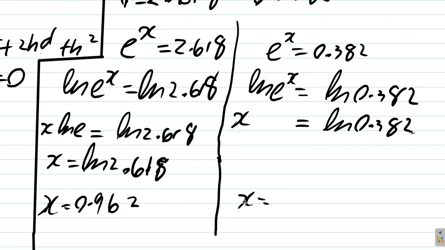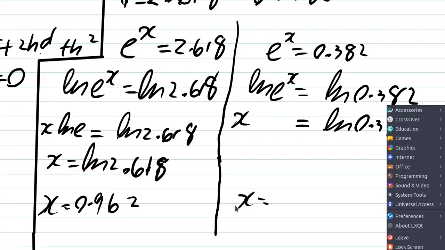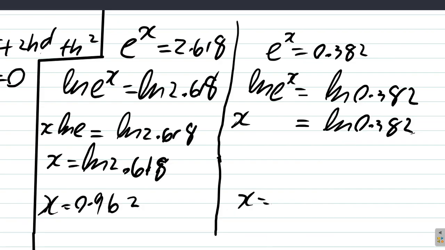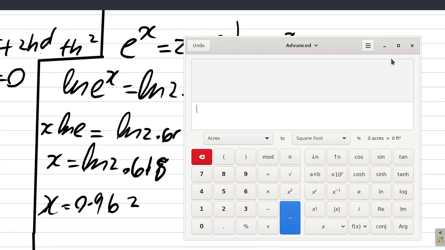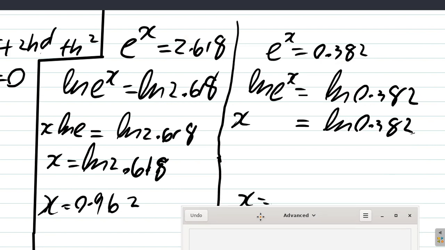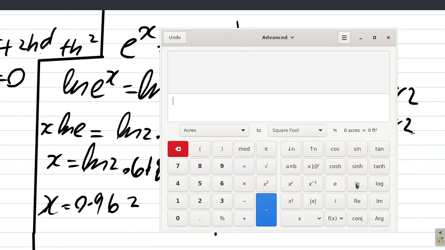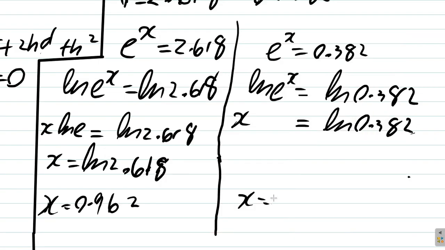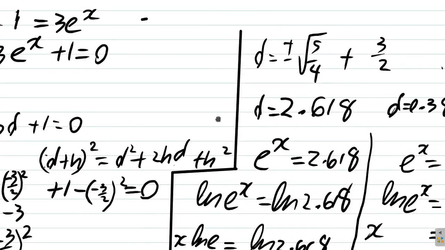Over here, what would x be? Let us see. So what we have is ln 0.382. ln 0.382 equals, this will be a negative 0.962. Negative 0.962.